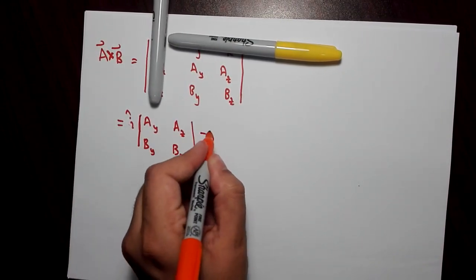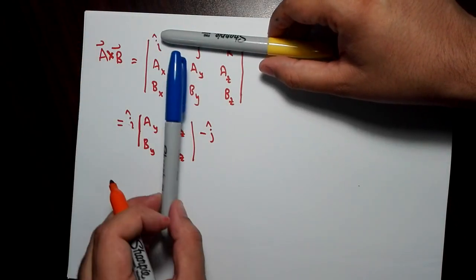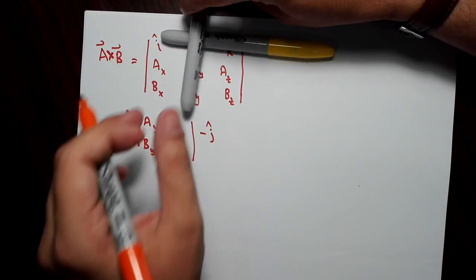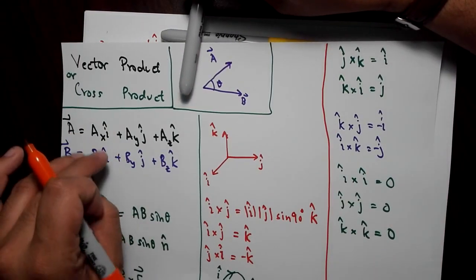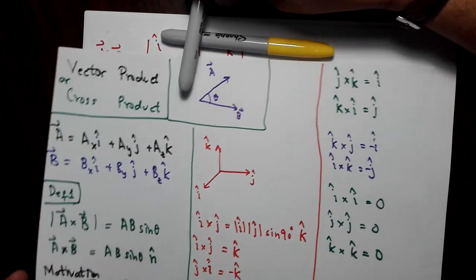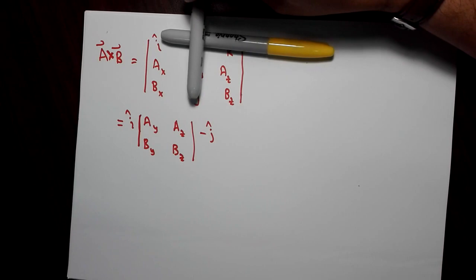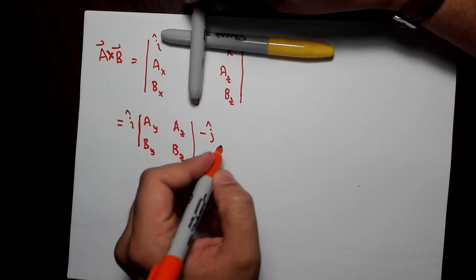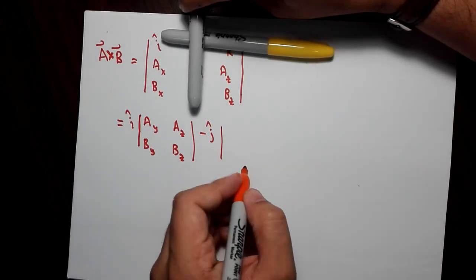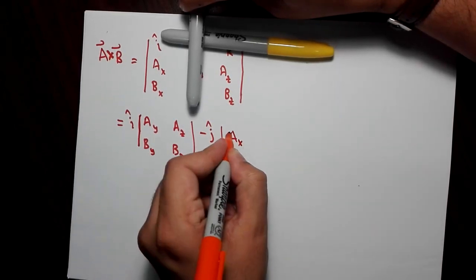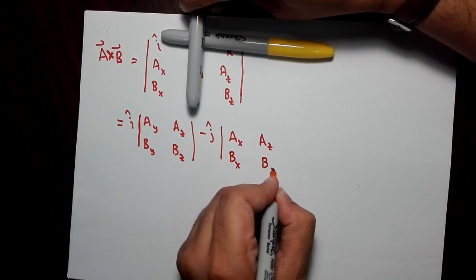And then for the j hat, you'll put a negative sign over here. And why do we put the negative sign? Because this gives you the right cross product when you do it one by one. When you do it one by one, this is the only way you will get the right answer, which agrees with that. So that gives you this matrix. So j hat is Ax, Az, Bx, Bz.